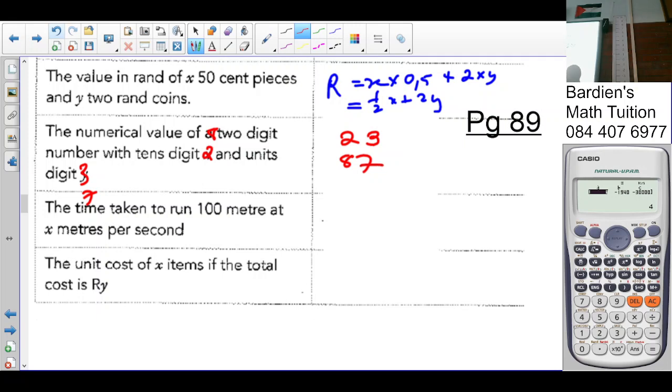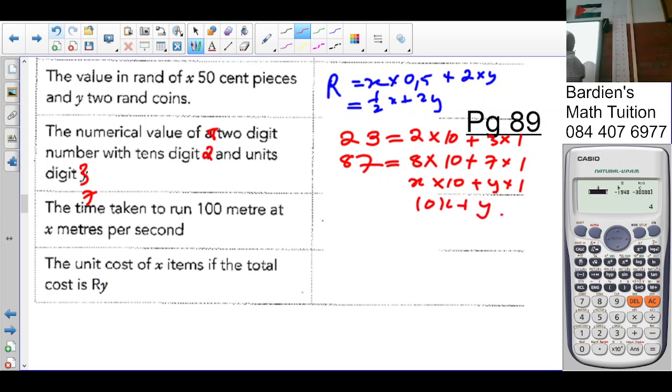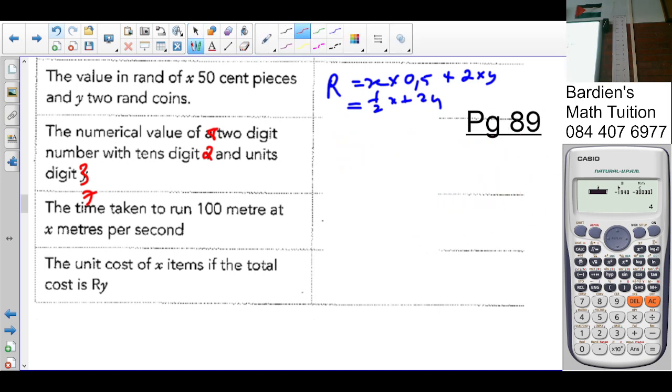But if that's your x and y, what would that be? x times 10. So this here could have been written as 2 tens and 3 units, and that was 8 tens and 7 units. So if you've got x times 10 plus y times 1, it's going to be 10x plus y. That's correct. Nice.